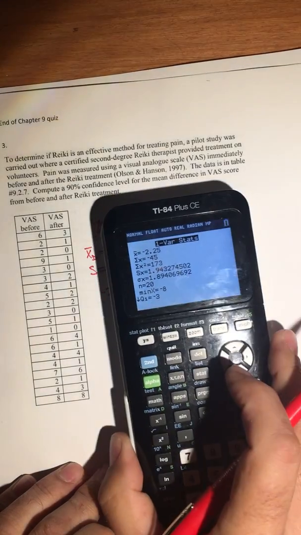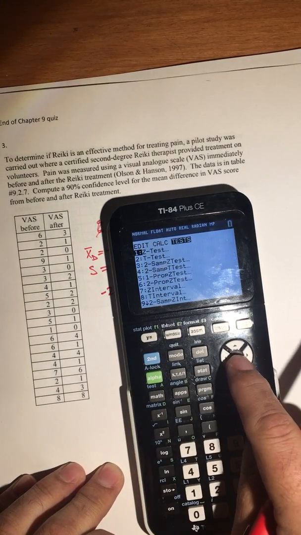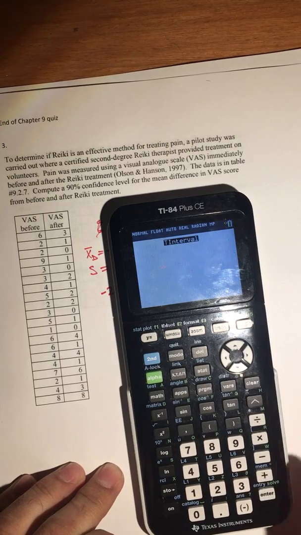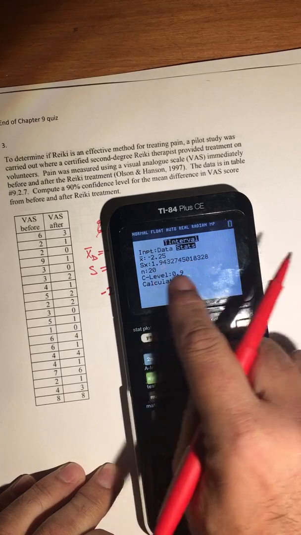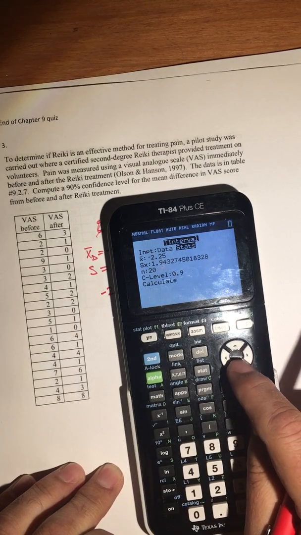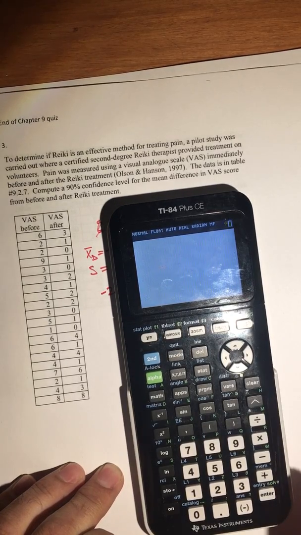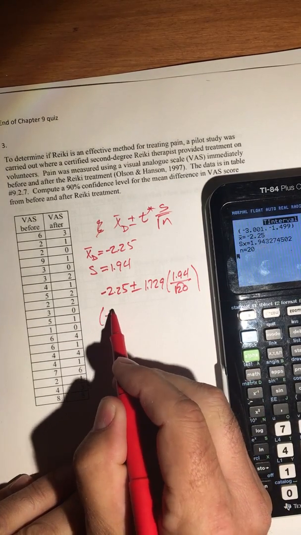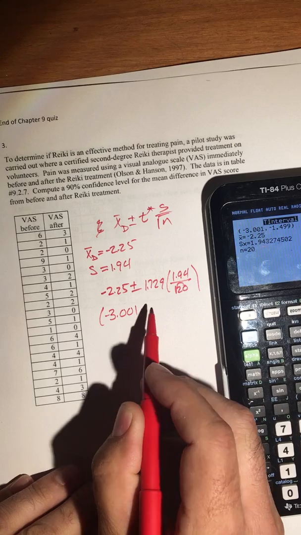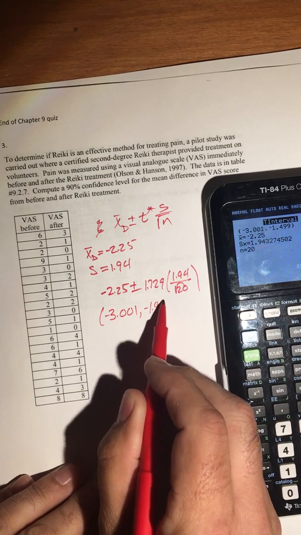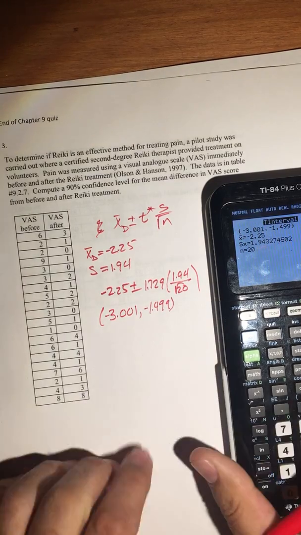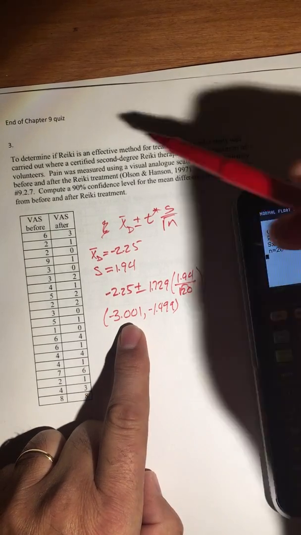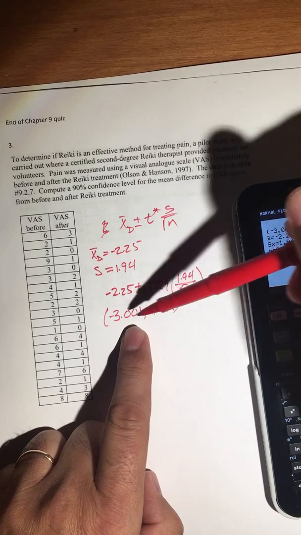There's my formula. So now I'm just going to go stat, test, 1 sample t interval, so that's that one. And notice it's filled everything in for me, and I've got 90% confidence, so there we go. We get from negative 3.001 up to negative 1.499.